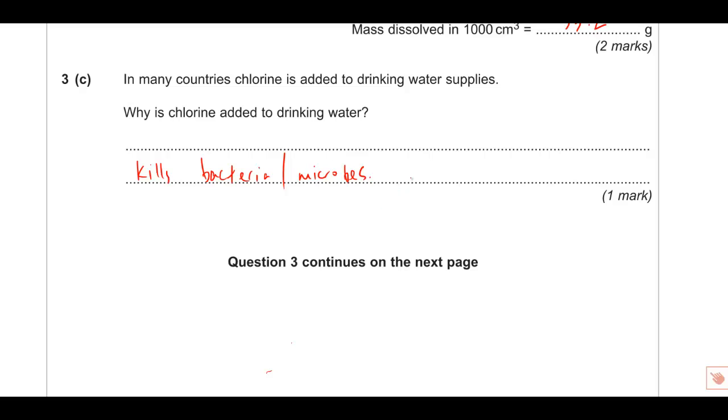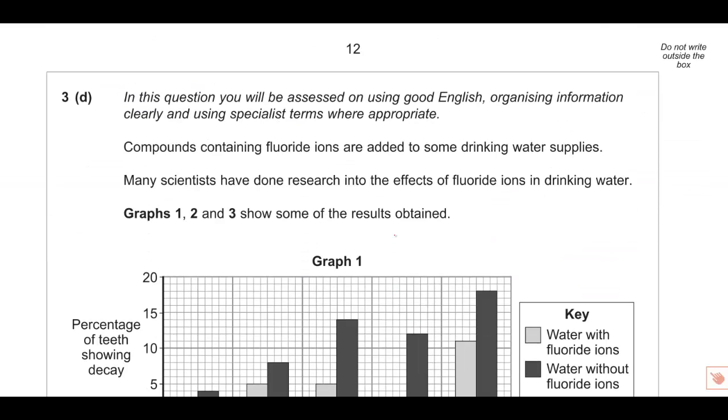Don't say things like "makes it safe to drink." The mark scheme clearly says ignore that, okay? Be specific in your answers. It's not done to make it safe to drink, it's done specifically to kill bacteria, which in turn makes it safe to drink. So do be careful with the way you answer your questions.